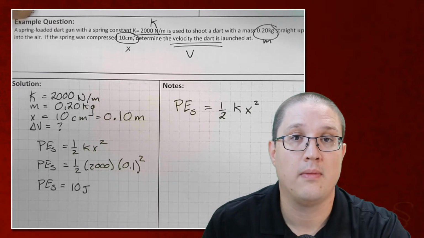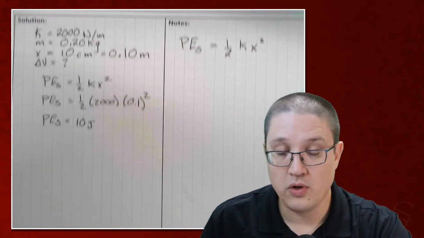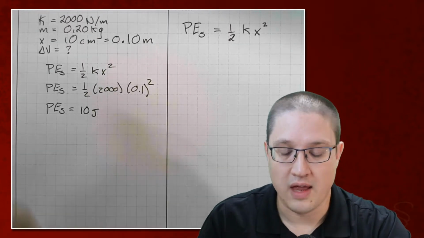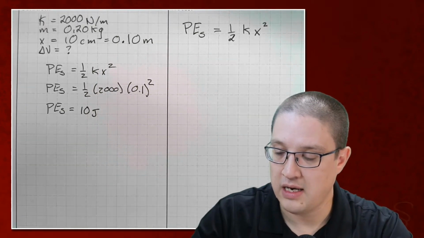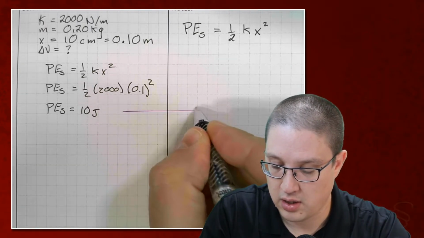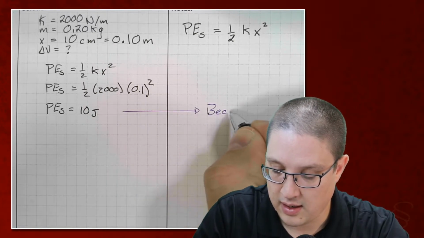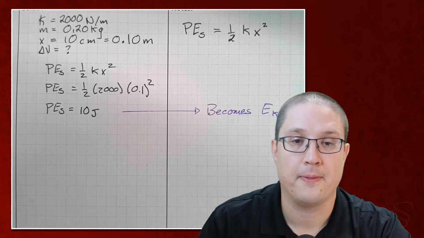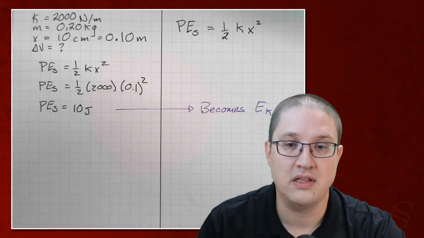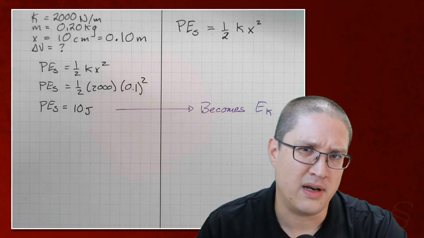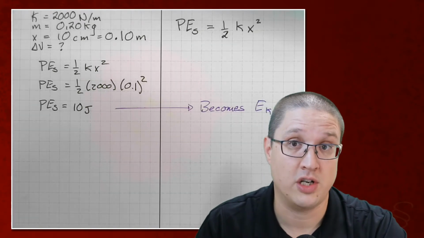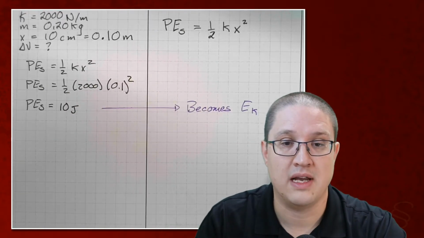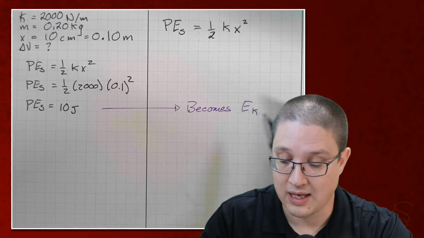There we go. Now remember, when I'm looking at potential energy and how much that potential energy is stored, that potential energy can be turned into kinetic energy. So this here can become kinetic energy. This could be a bunch of other things. Eventually, depending on what process I go through, this could become potential energy due to gravity or a couple other things. But in this case, our problem is saying this becomes kinetic energy.